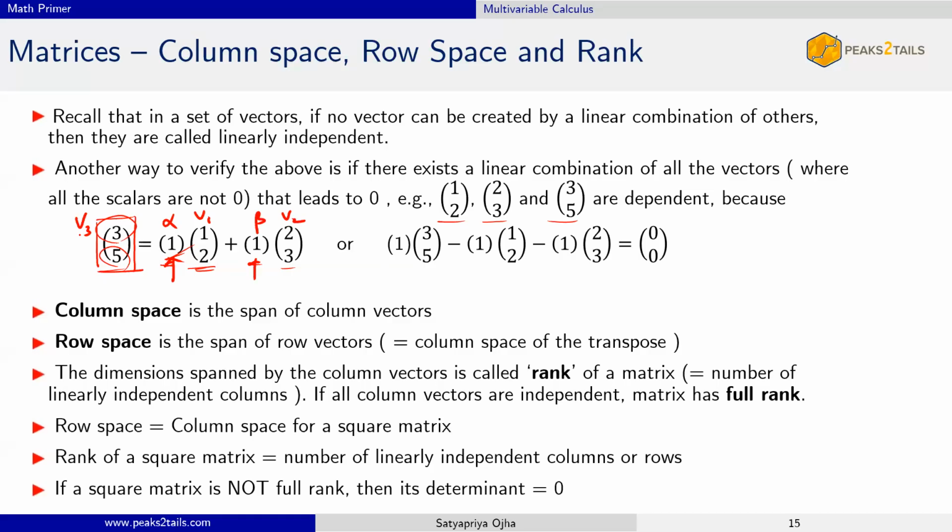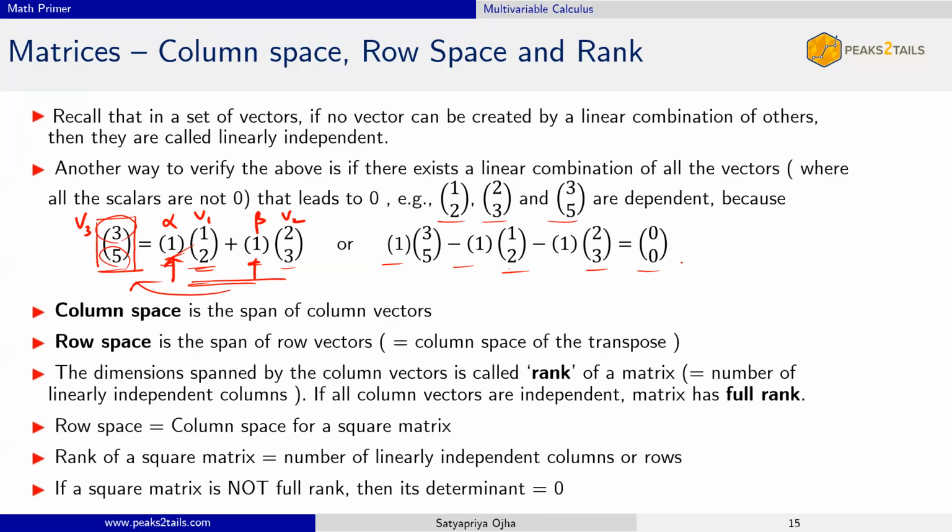The other way of doing this is, if you can showcase that a linear combination of all three leads to the zero vector, the null vector. So just rearrange, right? So 1 times 3, 3, 5. Take these to the left-hand side. You get times 1, 2, minus 1, 2, 3 is a zero vector. Then that also means that it's linearly dependent.